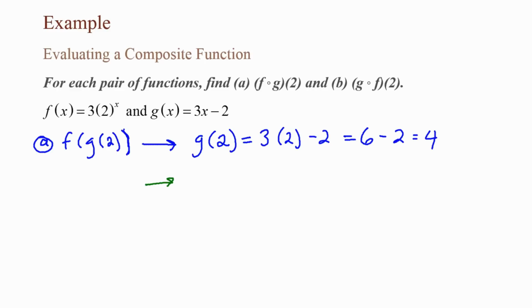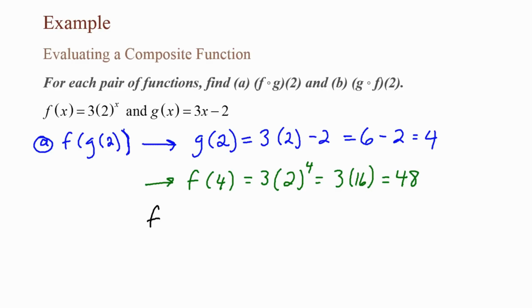Replacing x in my f of x equation with 4, I have 3 times 2 to the 4th power. 2 to the 4th power is 16. 3 times 16 is 48. So that tells us that f of g of 2 is 48.